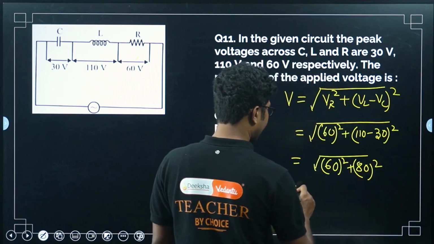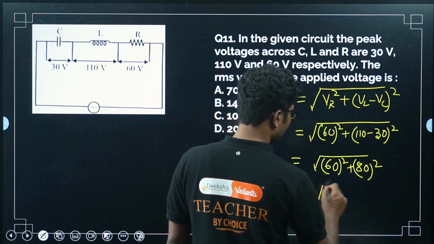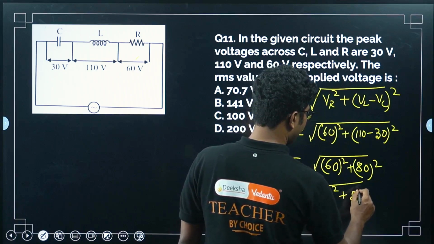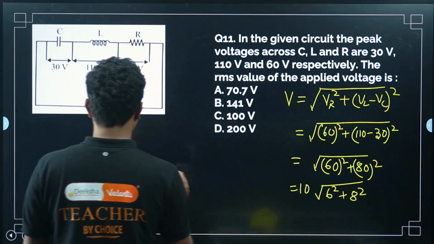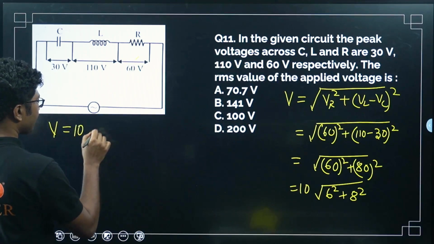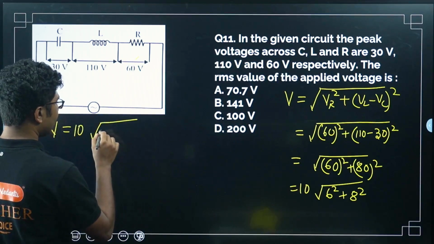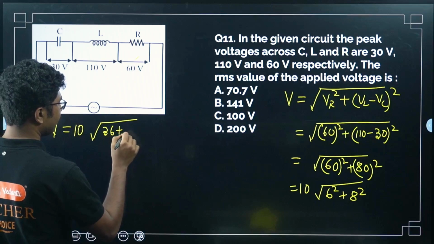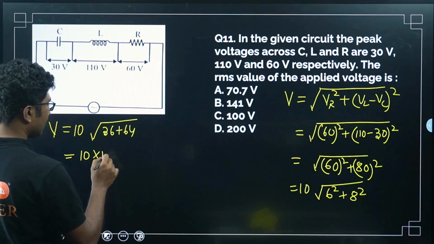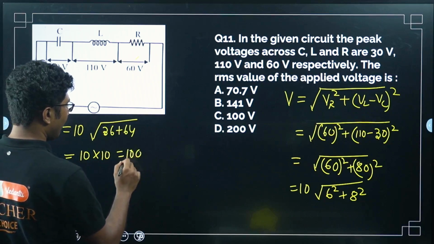So you can take 10 out of the root. So it will be 6 square plus 8 square. So what is the V? V is 10 times the root of 36 plus 64. That is 100. 100 square root is 10. So this is the peak voltage.